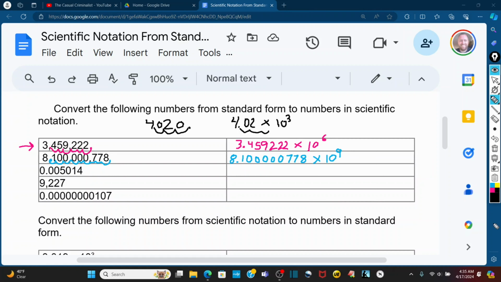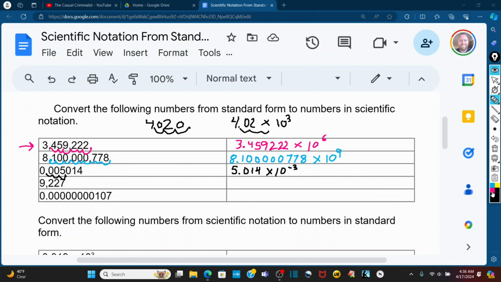Okay, this next one's a little different because we're going to have to move the decimal place to the right, and we're going to move it so we have one number that's not 0 on the left of the decimal place. So we're going to go 1, 2, 3. Okay, and we're going to write our number as 5.014, and that's going to be times 10 to, we moved 3 to the right, so it's going to be a negative power of 10. So times 10 to the negative 3 power.